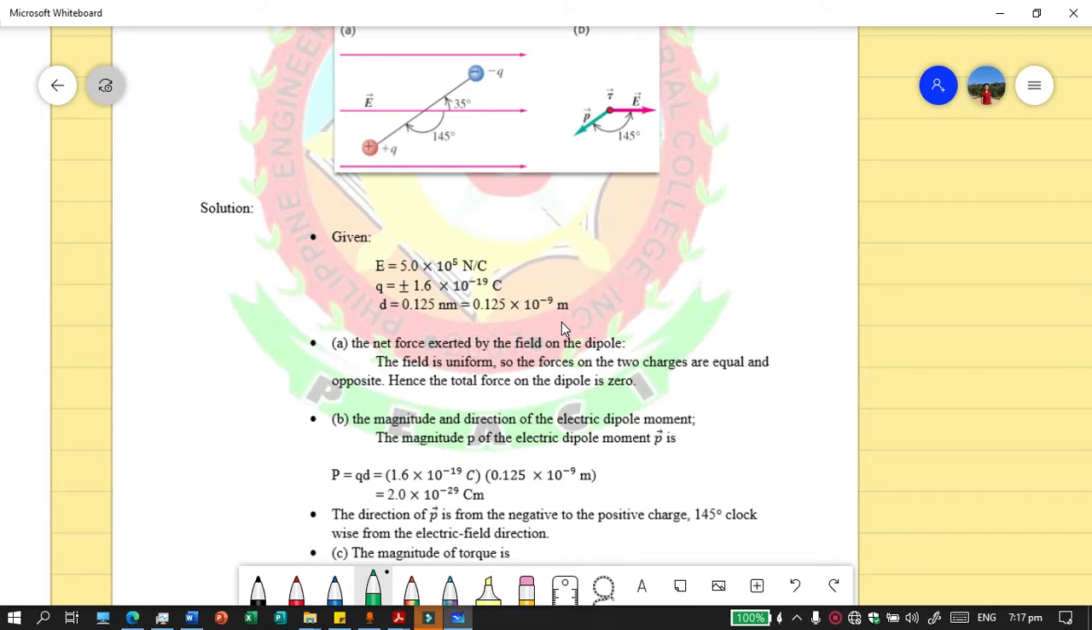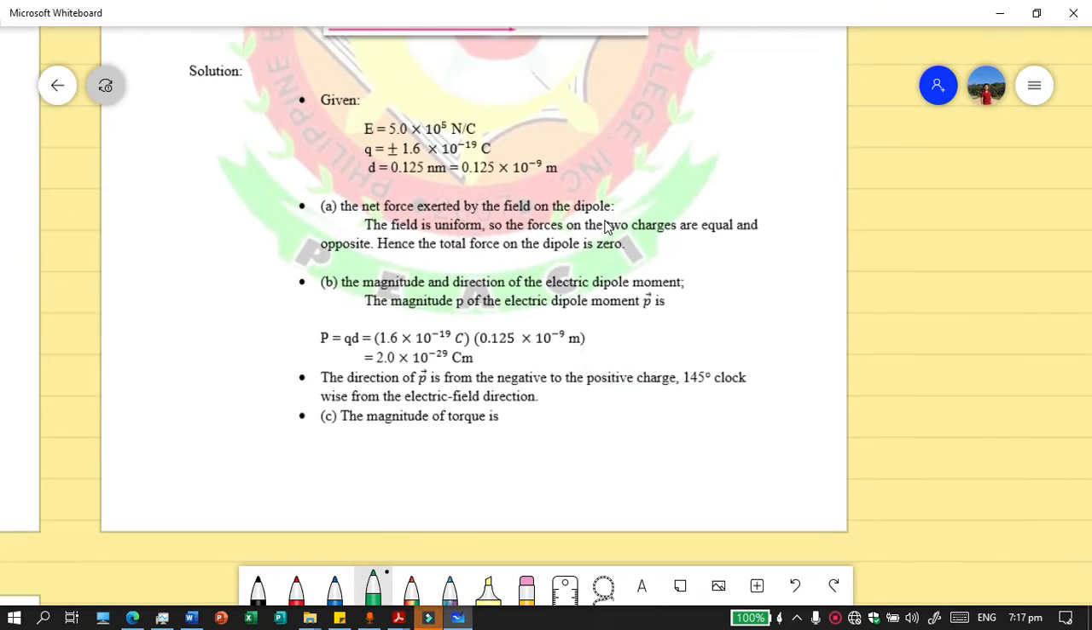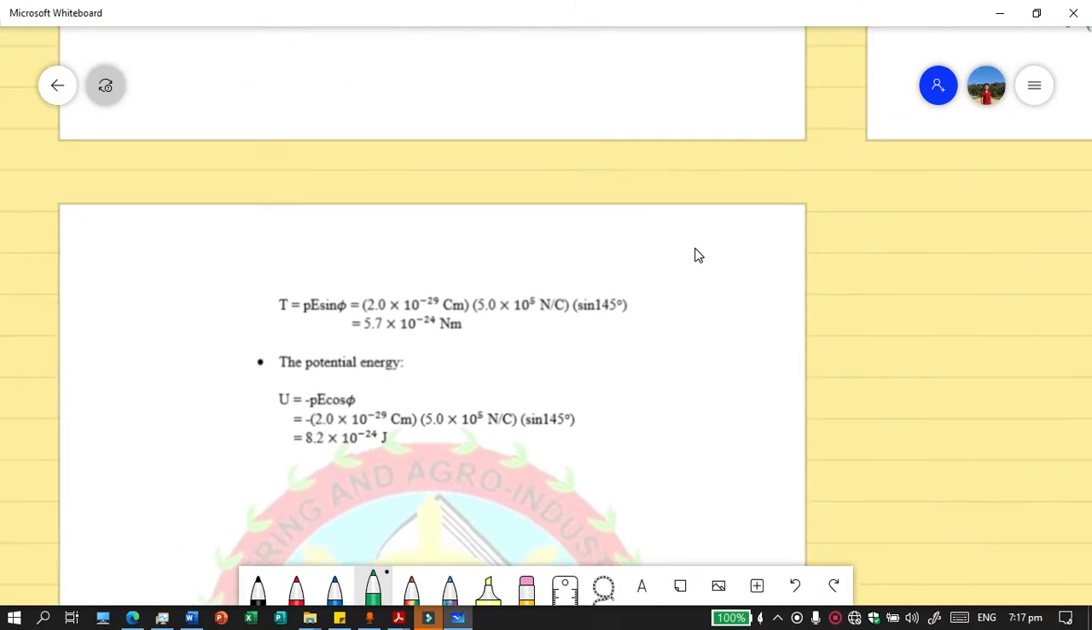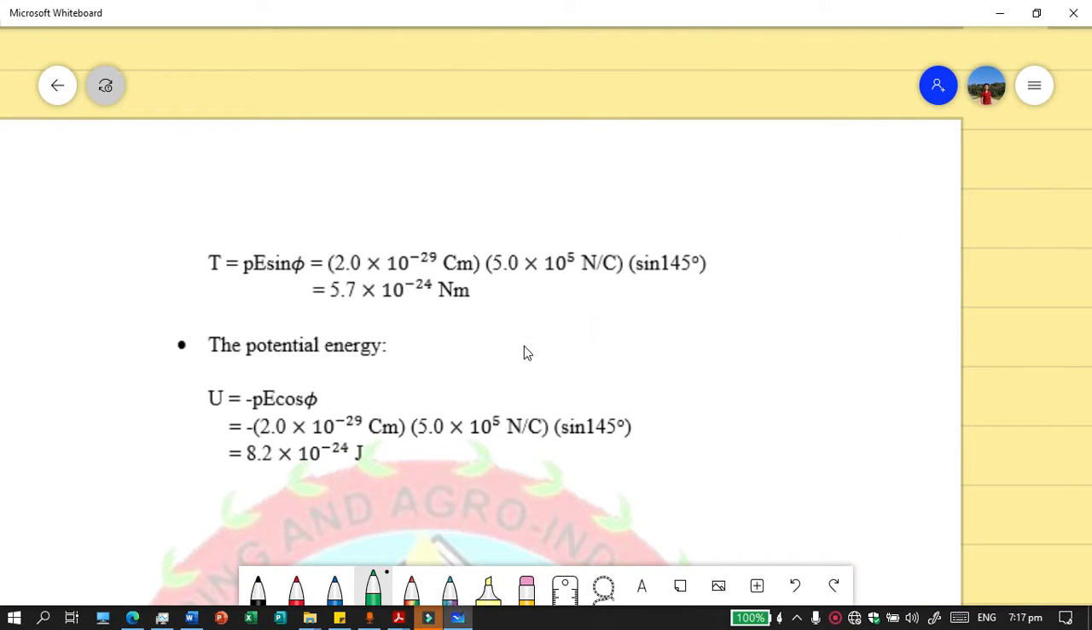So let us move to letter C. Letter C is the magnitude of torque. Since we're looking for the magnitude only, this is the easier way to do it. Simply plug in all the values that are known. We have the magnitude of the dipole moment, this is the electric field, and this is the angle that we should consider. So we have 5.7 times 10 to the power of negative 24 newton meter. So this is our torque.